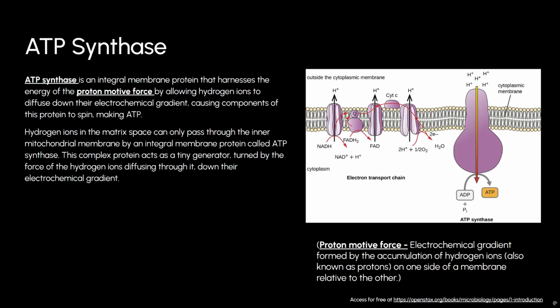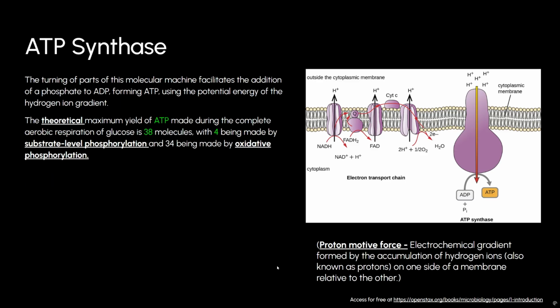Hydrogen ions in the matrix space can only pass through the inner mitochondrial membrane by an integral membrane protein called ATP synthase. This complex protein acts as a tiny generator, turned by the force of the hydrogen ions diffusing through it, down their electrochemical gradient. The turning of parts of this molecular machine facilitates the addition of a phosphate to ADP, forming ATP using the potential energy of the hydrogen ion gradient.